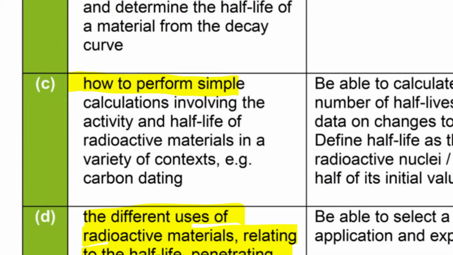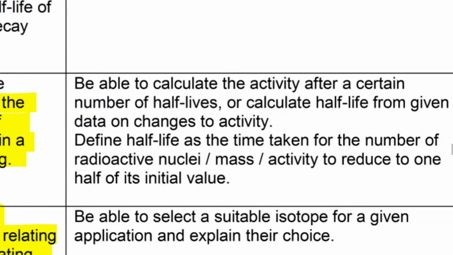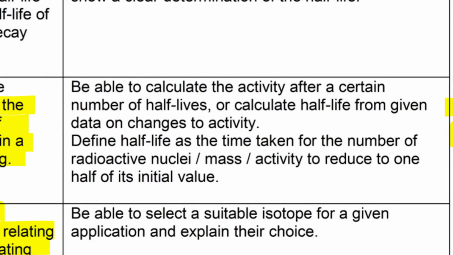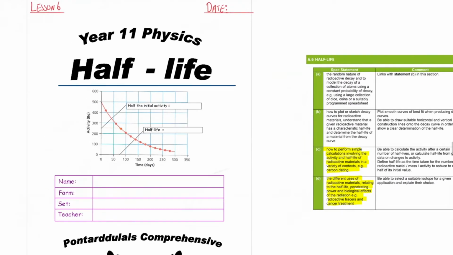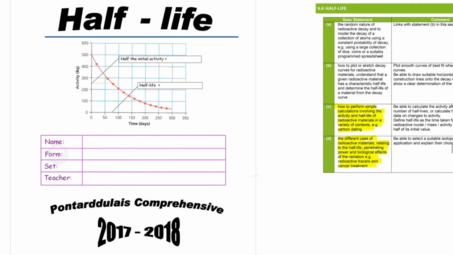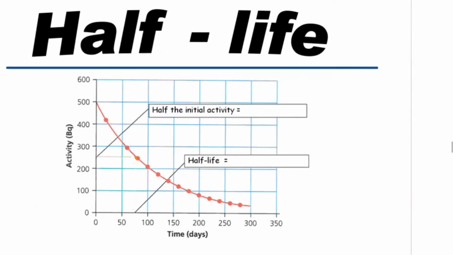We're looking at section C as well, which is how to perform simple calculations involving the activity and half-life of radioactive materials in a variety of contexts. So what you need to be able to do is calculate the activity after a certain number of half-lives, or calculate the half-life from given data, or on changes to activity. So what on earth is this idea of half-life? What does it mean? A little bit of a clue there for you.